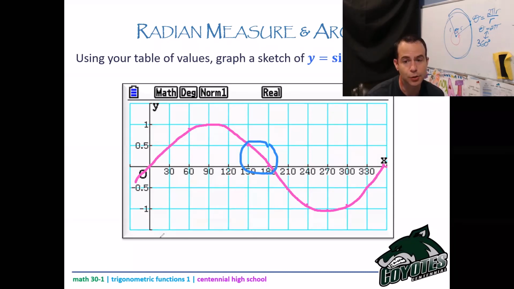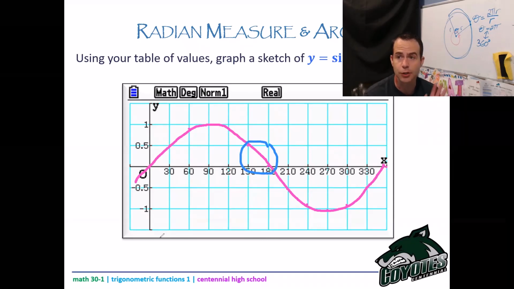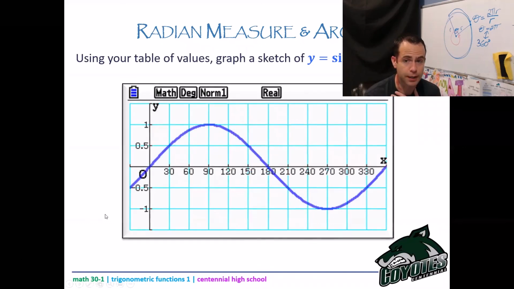Okay, now to show you, this is like the cooking show. I already have it ready to go. A computer generated drawing of that would look like this. Okay, so that's the sine graph. Now what I'd like you to do is pause me and try the cos graph.